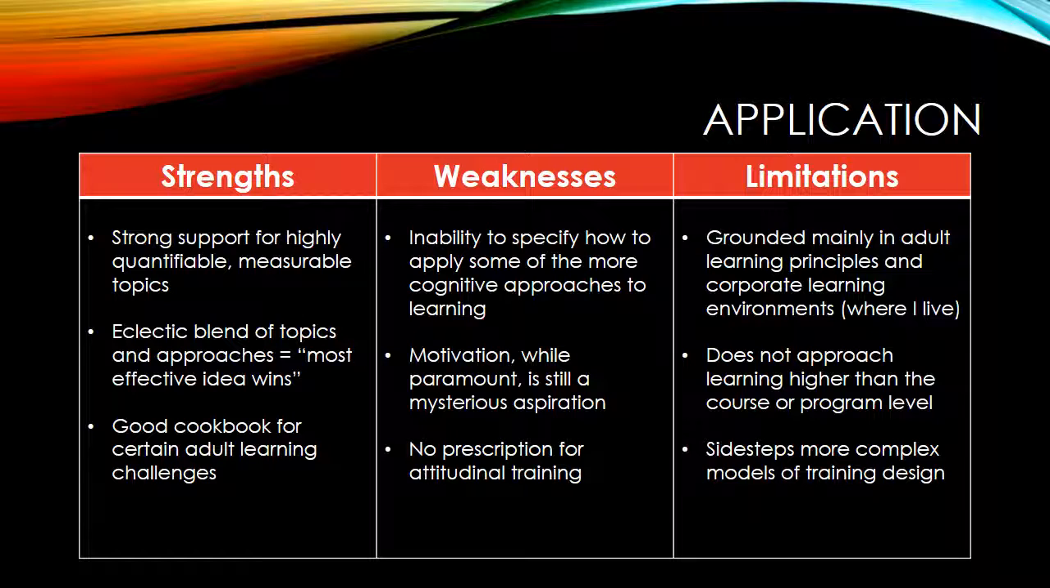So to critique my own personal learning theory, I think I have some strengths here. A lot of support for highly quantifiable and measurable topics in my theory. I have an eclectic blend of topics and approaches. I like the most effective idea to win, and I've got a good cookbook for certain adult learning challenges. But where I'm weak, in this collection of theories, is my inability to specify how to apply some of the more cognitive approaches to learning. As an example, motivation, while it's still really important, is a totally mysterious aspiration, and I'm not exactly sure how to manipulate all the different key factors that contribute to motivation. I also don't really have a good prescription for things like attitudinal training.